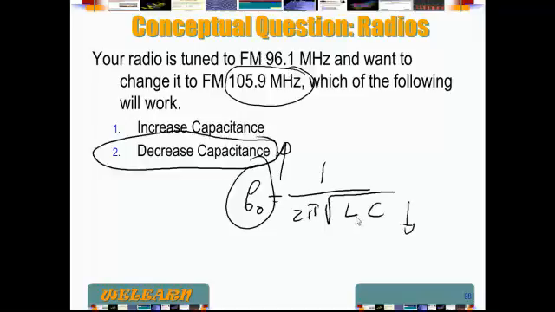Of course, I can do the same thing by decreasing L. But usually, it's more practical or easier to decrease C, and that's the way we do our tuning for most of our devices, TVs, radios, etc. Our tuning is done by changing the capacitance value of a capacitor.